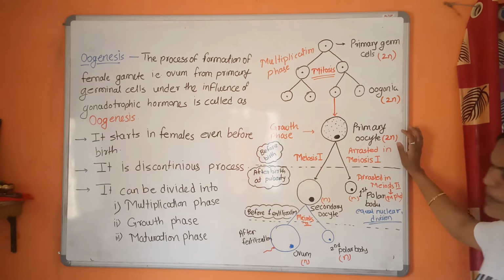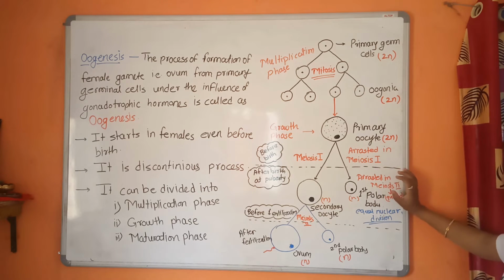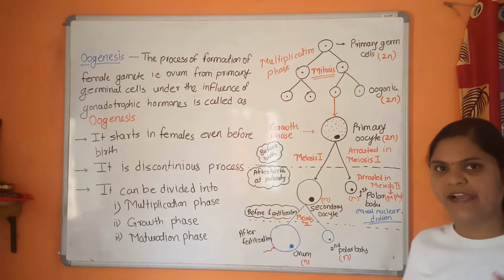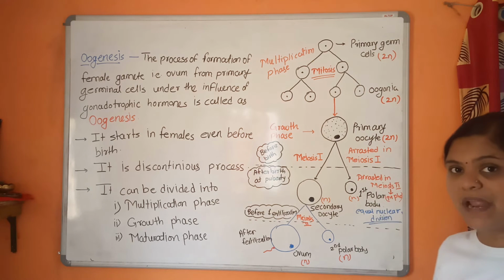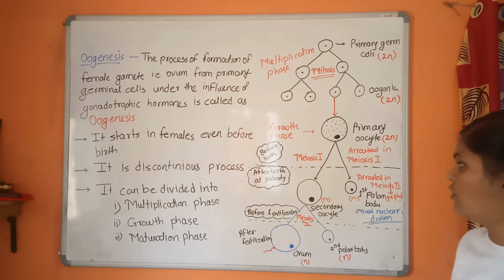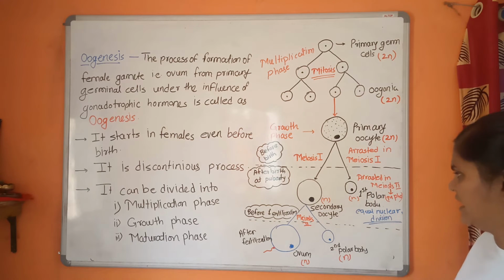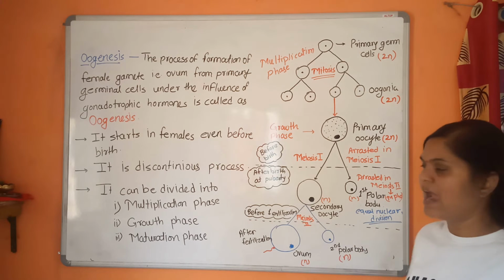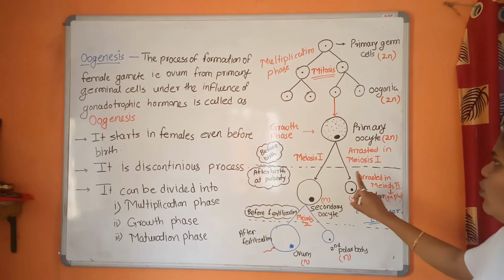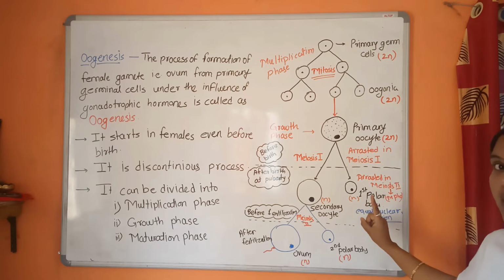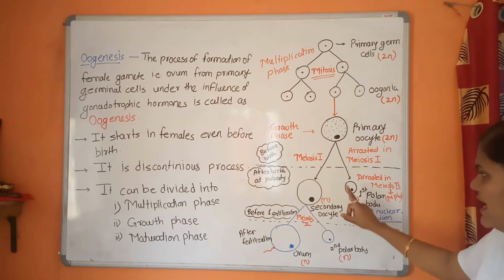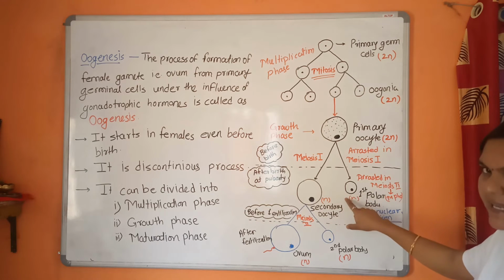So do all these primary oocytes form this secondary oocyte? No. Out of 500 primary oocytes, only one primary oocyte is developed and converted into a secondary oocyte. Okay, at the start of menarche, every month only one primary oocyte is developed into the secondary oocyte.